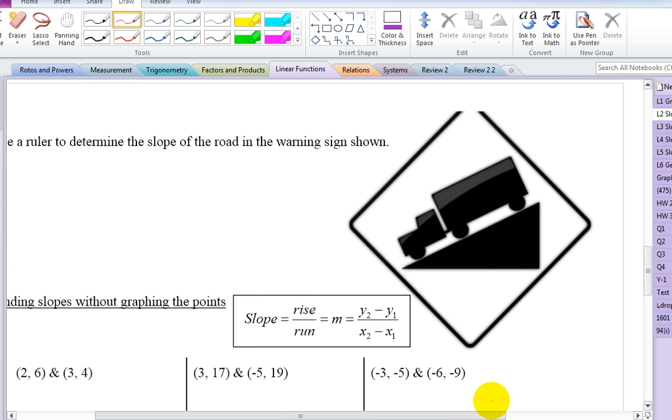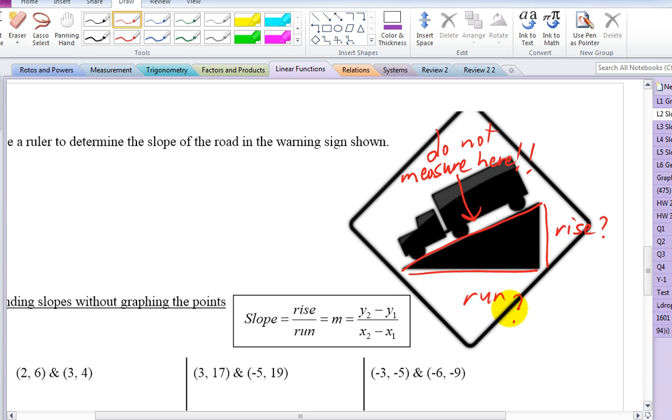So, find the slope of the line. When you're doing this, do not measure here. What you want to measure is your rise, and you want to measure your run. Find a ruler. Someone do it, please.